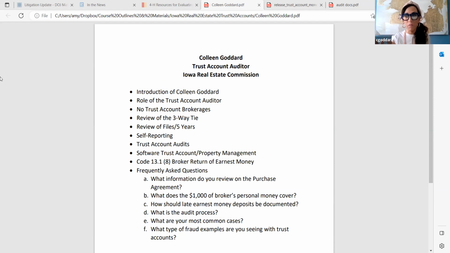The three-way tie for property management is not any different. It's your general ledger 1, reconciliation 2, and 3, instead of open earnest monies, you're going to have owner's funds. So it's 1, 2, 3. It's general ledger, reconciliation, and then your owner's balances. That's the three-way tie.